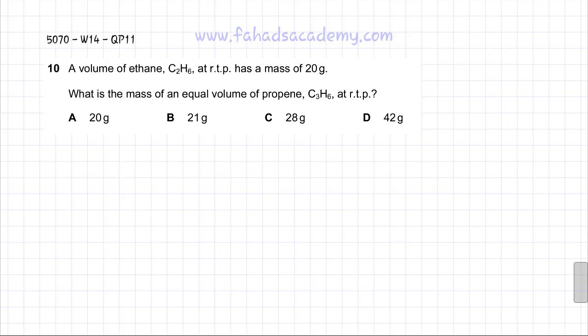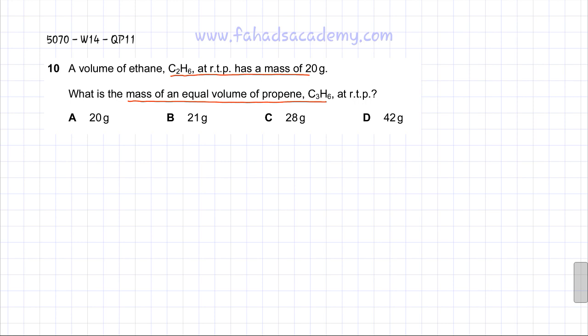The following question is related to moles, and the question states that the volume of ethane, C2H6, at r.t.p has a mass of 20 grams. So you're given the mass of C2H6, which is ethane, at r.t.p, and you're asked what is the mass of an equal volume of propene, C3H6. So we need to find the mass of an equal volume of propene, C3H6.